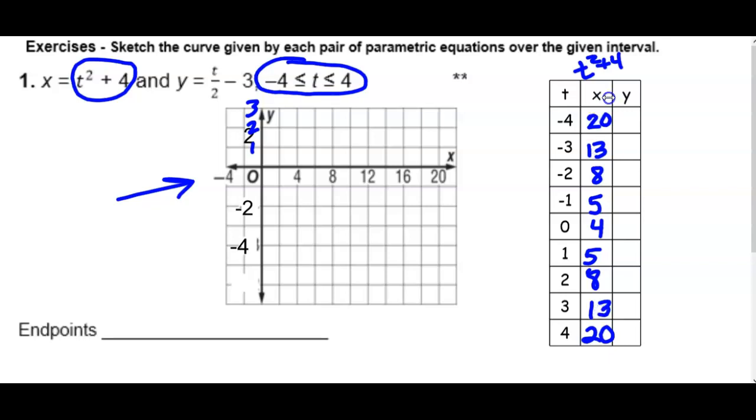I'm going to go and put the y rule. I'm supposed to take half. That could be tricky. And then subtract 3. I'm going to get some decimals this time, because remember, I'm putting these values in here. So negative 4 divided by 2 is negative 2, minus 3 would be negative 5. This one's going to be a decimal. Negative 3 divided by 2 minus 3 is negative 4.5. Now negative 2 divided by 2 is negative 1, minus 3 would be negative 4. I'm just going to write the rest of these down real fast.